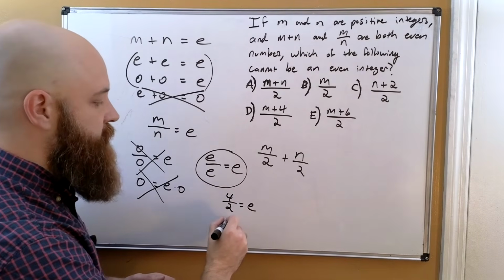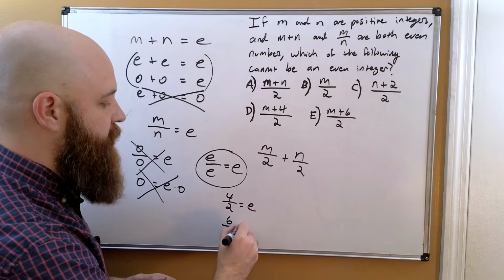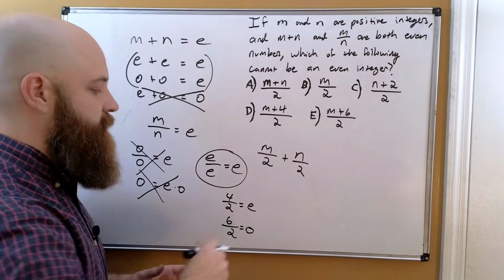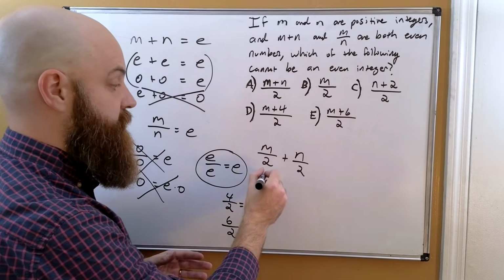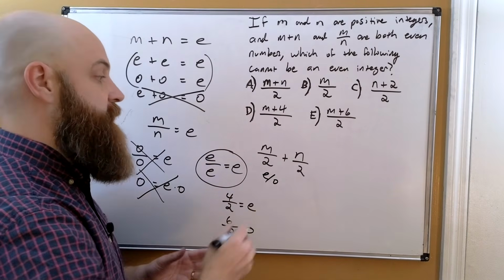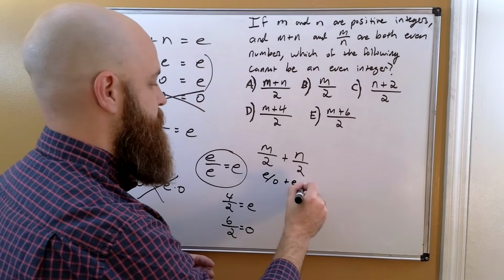4 over 2 gives an even number, but there's also even numbers that divided by 2 give odd numbers, right? 6 over 2 equals 3, that's an odd number. So an even over an even could give an even or an odd, and that's true for m and n.